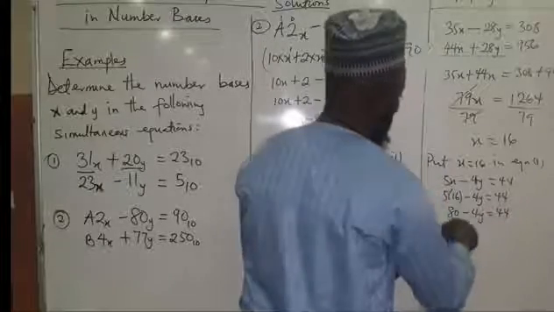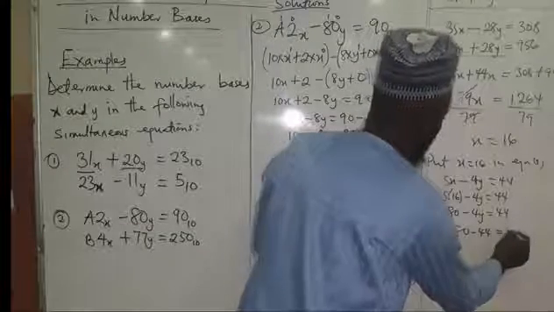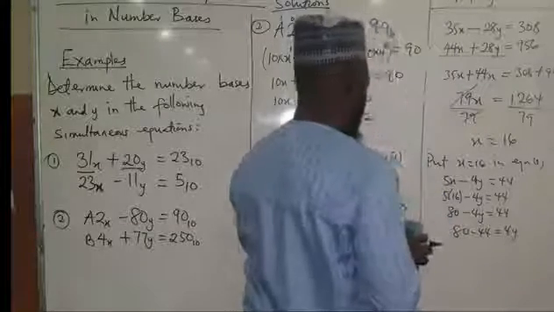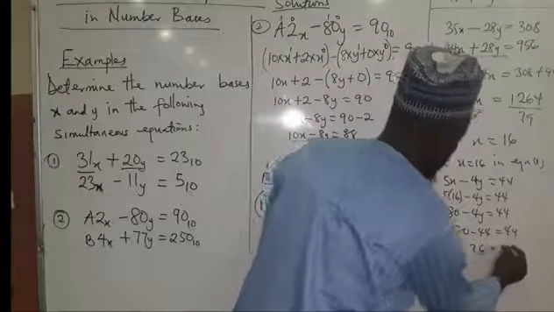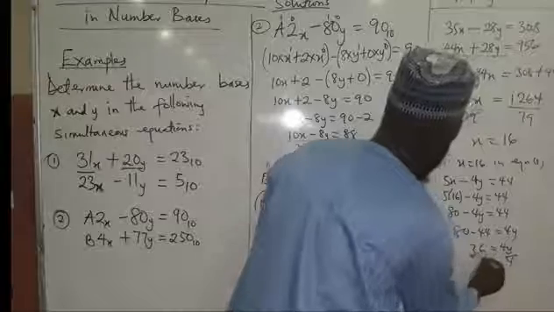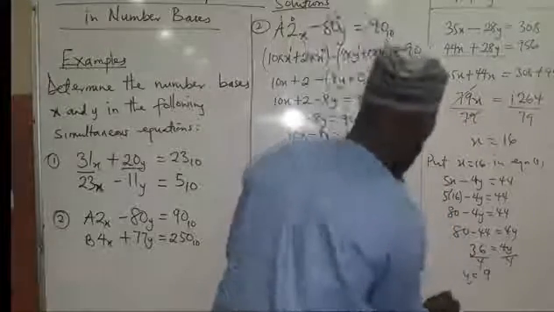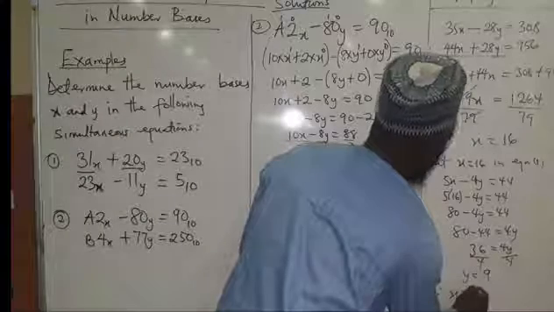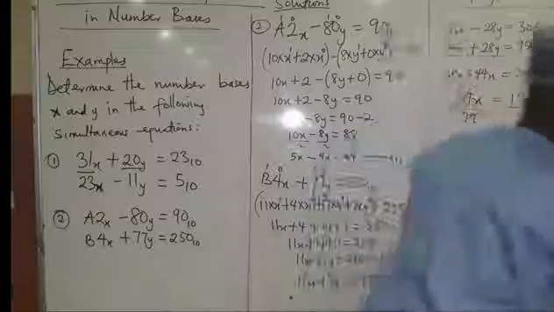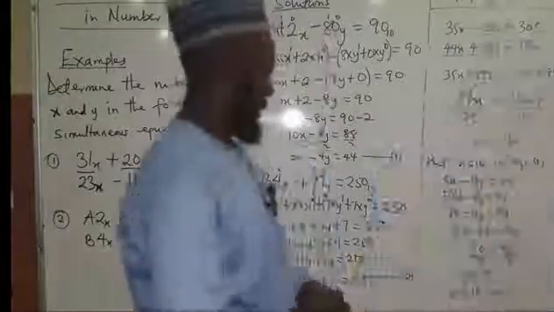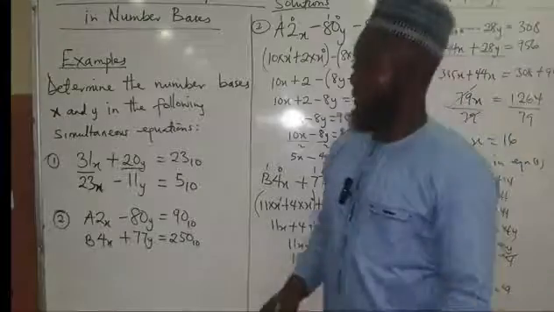So we can collect like terms. This one goes to this side. That will be 80 minus 44 equals 4y. So 80 minus 44 gives what? 36 equals 4y. So divide both sides by 4. Therefore y equals what? 9. So that means x equals 16 and y equals 9. So that is that on simultaneous equations involving number bases.